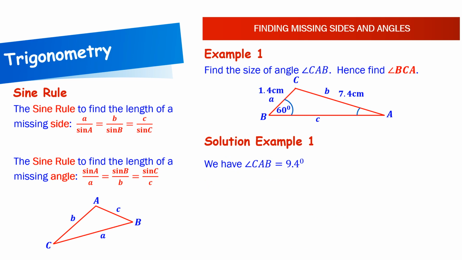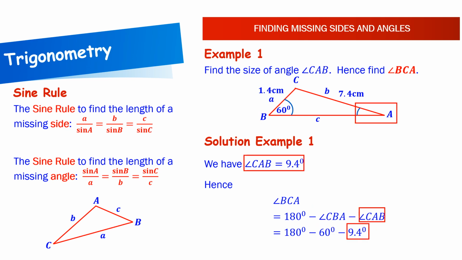Now let's solve the second part of the example. From the first part of the example, we had that angle CAB equals 9.4 degrees. And therefore, angle BCA is simply 180 degrees minus angle CBA minus angle CAB, as angles in a triangle add up to 180 degrees. And therefore, angle BCA equals 110.6 degrees.